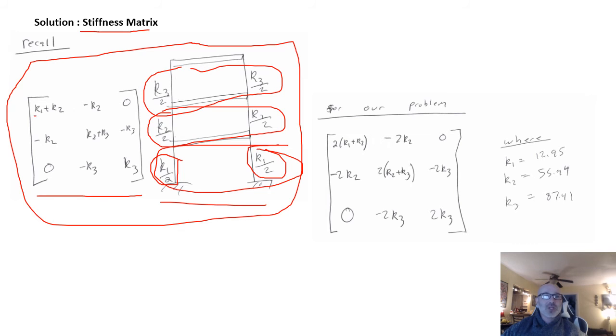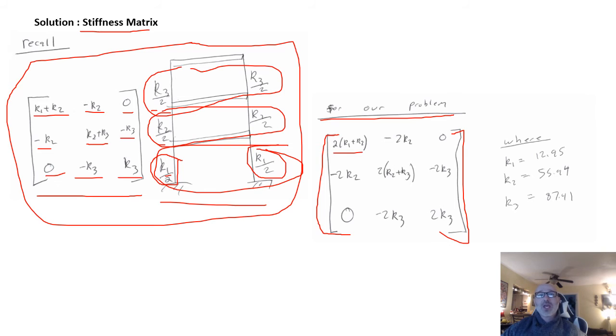We end up with a matrix that looks like this, where our first element here is K1 plus K2, negative K2, 0, negative K2, K2 plus K3, negative K3, 0, negative K3, and K3 there. But for our problem here, we don't have a K over 2. We just have a K1, K2, and K3. So for our specific problem, what our general matrix is going to look like is like this here. So we're going to have now a 2 times K1 plus K2, a negative 2K2, a 0, a negative 2K2, 2 times K2 plus K3, negative 2K3, a 0, negative 2K3, and 2K3. So that's just a quick reference here to see why for our problem, because our K values are full, they're not K over 2s, this is what our matrix looks like.